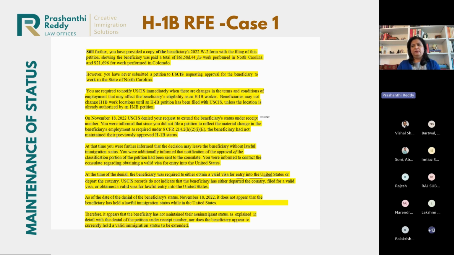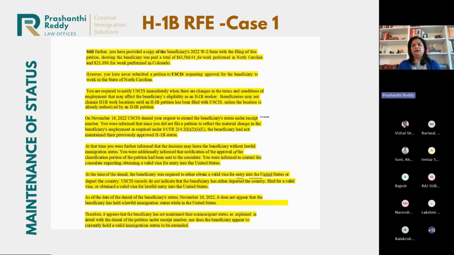There was an I-94, even though he technically did not maintain status, because they never actually explained the fact that he worked physically in the correct location. But there's no unlawful presence because there's an I-94, so that was important to show them. And the third thing with reference to Colorado is we said that, yes, he did move before the USCIS petition was filed, but it was only 30 days since he moved. And there is an exception in the law that you can move within 30 days, and then you can file an amendment 30 days later.